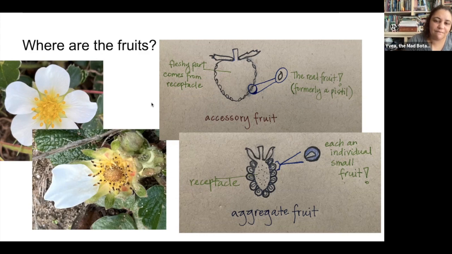Yeah, so the aggregate fruit is the actual, like each individual one could be like a little tasty fruit, whereas the accessory fruit, the real fruit is not that tasty. It just looks like a seed on the outside, like a strawberry.